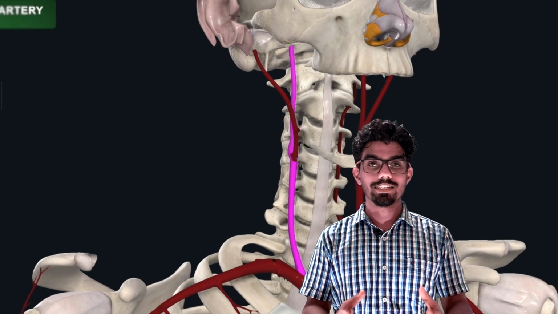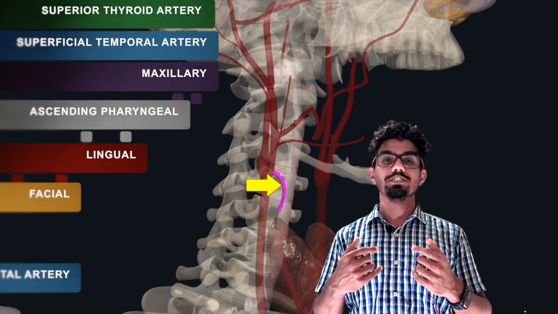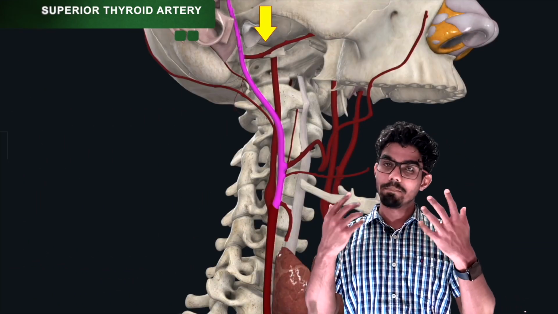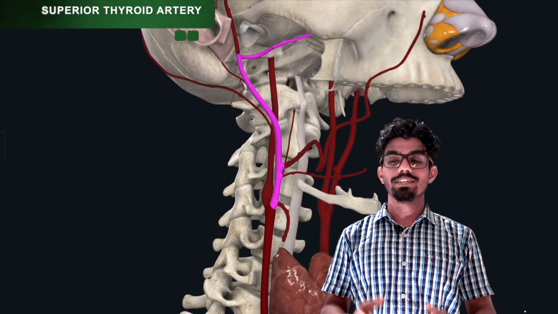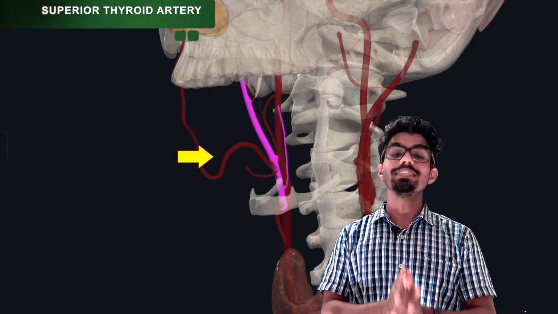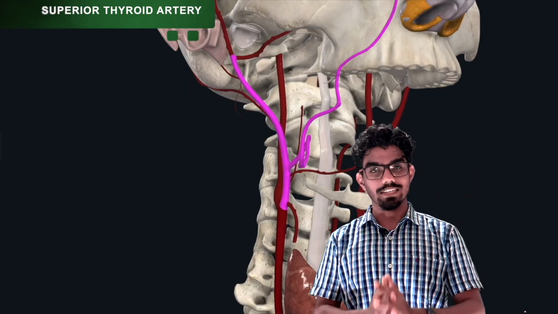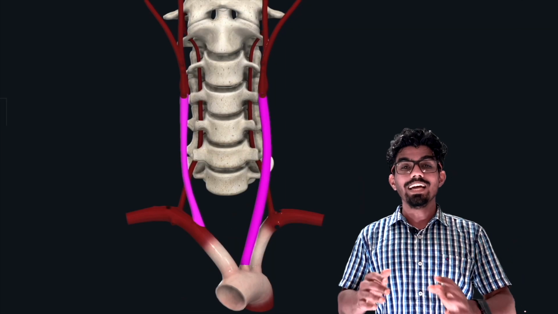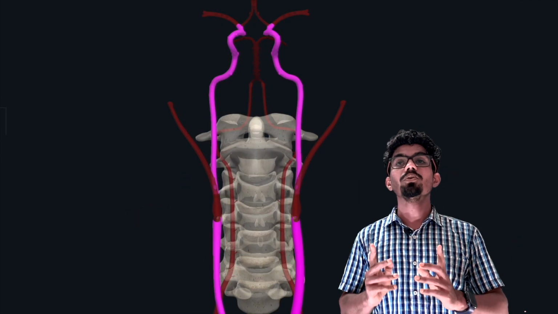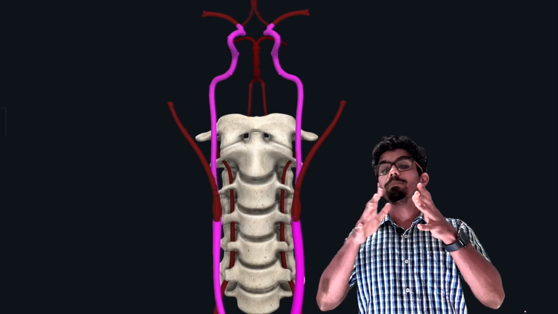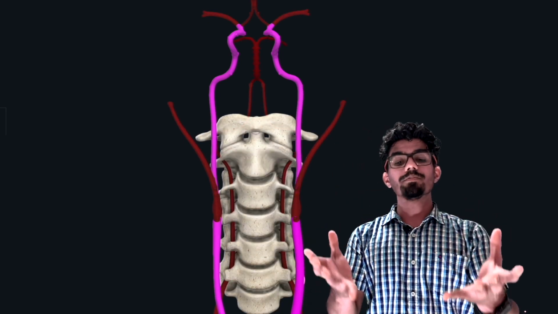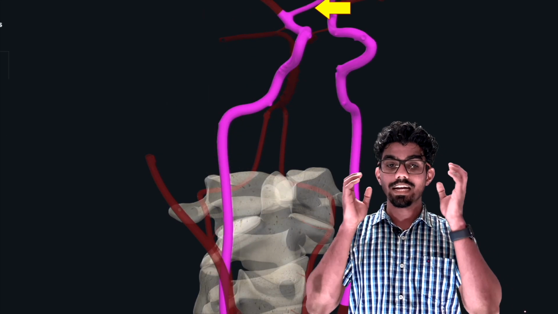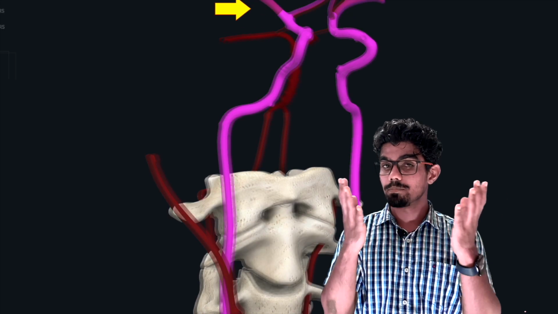Now your external carotid artery has 8 branches. The first branch is your superior thyroid artery, and the two terminal branches are your superficial temporal and the maxillary artery. And the other branches are the ascending pharyngeal artery, lingual artery, facial artery, and your posterior auricular and occipital arteries. Okay. Now these are the 8 branches of the external carotid artery. Now the internal carotid artery goes into the skull and supplies the brain matter. Okay. Now there are several branches of the internal carotid artery, but the main branches which supply the brain are the anterior cerebral artery and the middle cerebral artery.